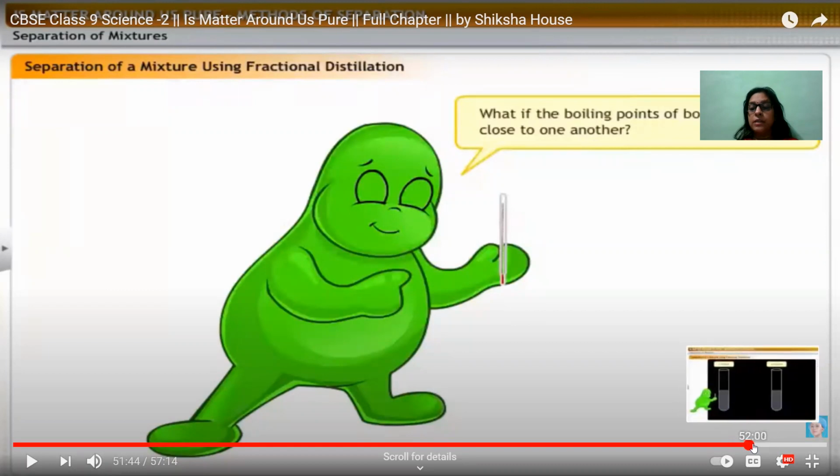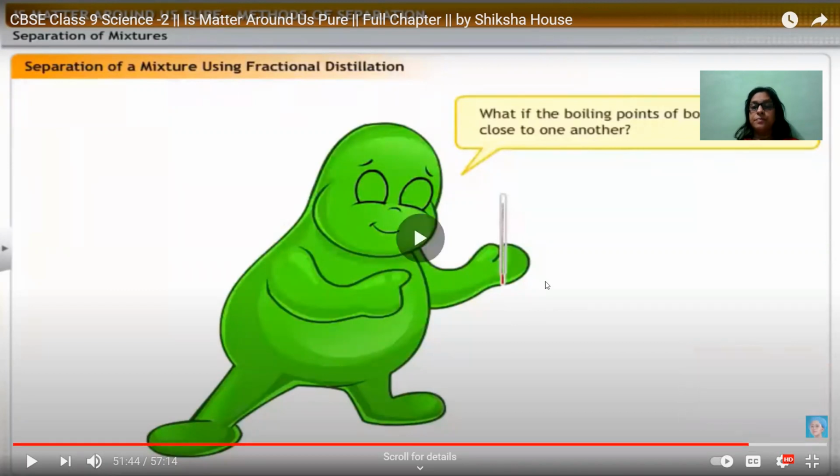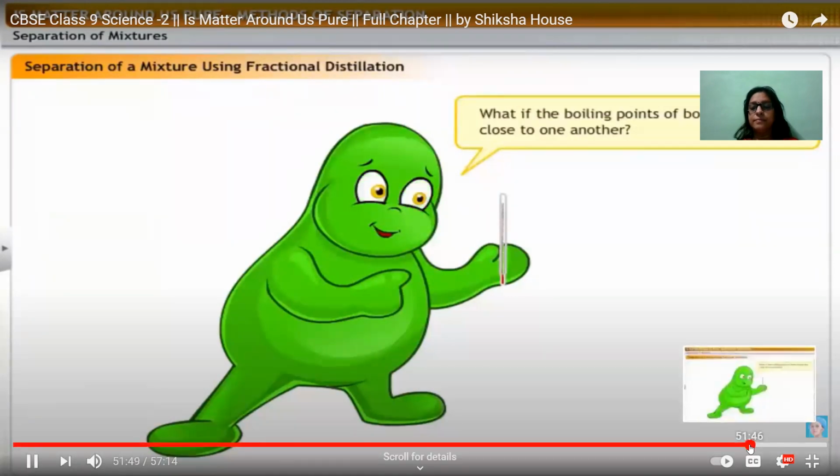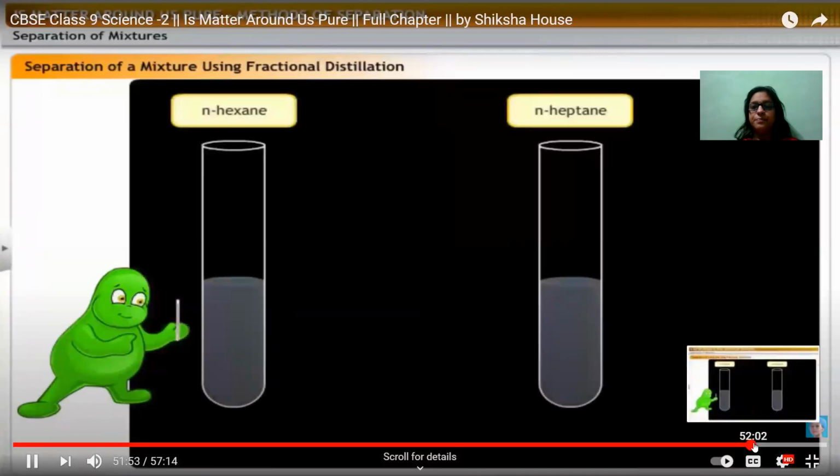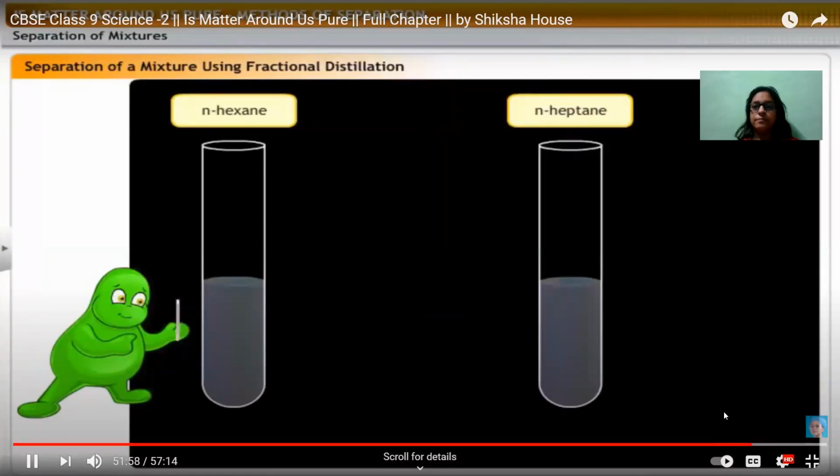And in this one also, what if the boiling points of both liquids are close to one another? In case the difference in the boiling points of the liquids is less than 25 Kelvin, you can use the fractional distillation method.